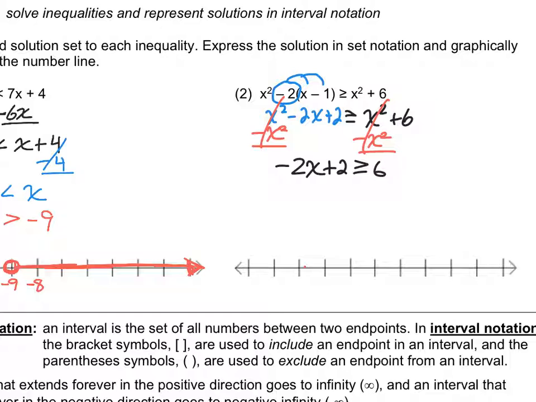Now what? Subtract 2. So negative 2x greater than or equal to 4. Last step.